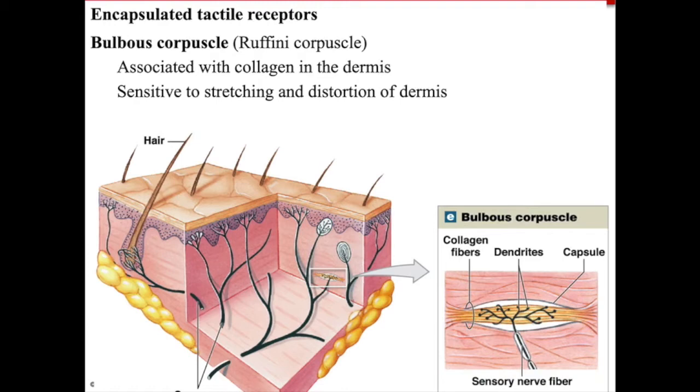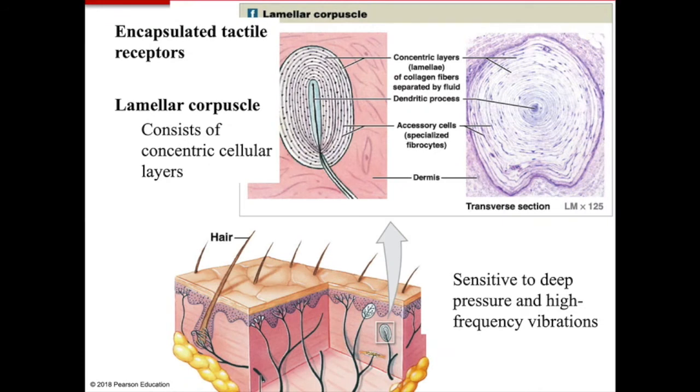And finally, the last encapsulated tactile receptor is called a lamellar corpuscle. A lamellar corpuscle is made of several layers, and is also sensitive to deep pressures and to high frequency vibrations.